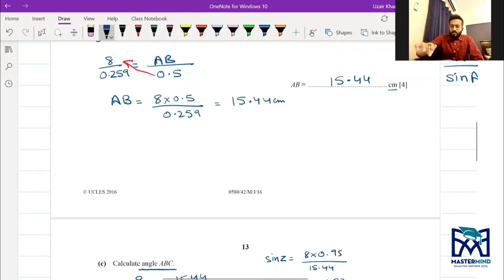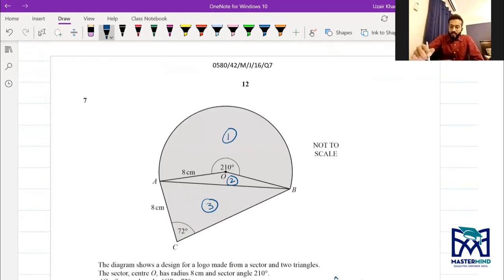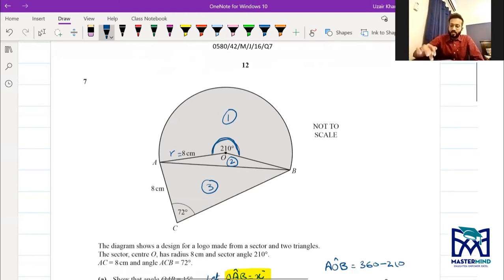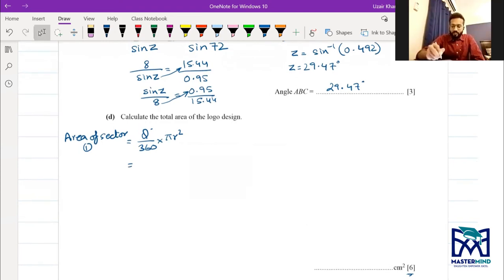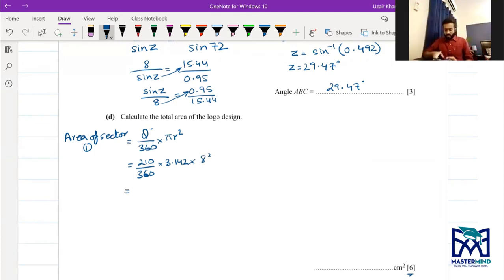When we go back to the diagram, we can see that theta, the angle of the sector, is 210, and the radius is 8. So we can find the area of the sector very easily. That's 210 upon 360, multiplied by pi, whose value is 3.142. Since we can use the calculator, we can use 3.142 very easily. R squared is 8 squared. Let's use the calculator to find it out.